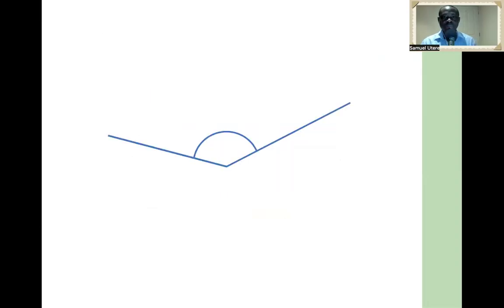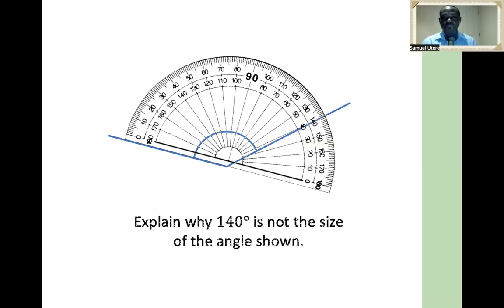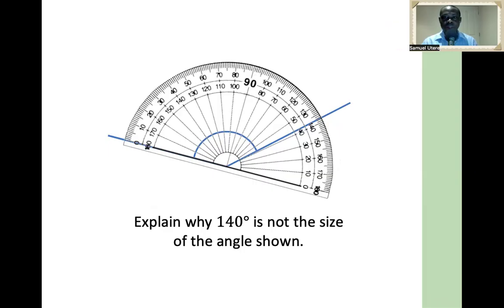What about this one? Here, a protractor has been positioned to measure this angle. What do you think? Well, the answer won't be right. Why? I'm sure you have seen that it does not line up the crosshair. You can see the crosshair of the protractor right here. It doesn't line up with the vertex of the angle. So what we need to do to measure is we need to line it properly. Now we can measure the angle correctly.